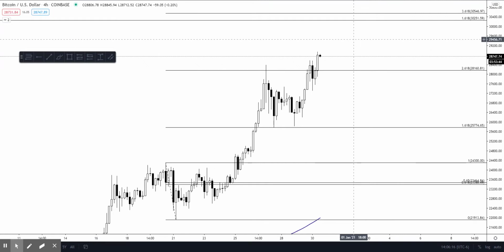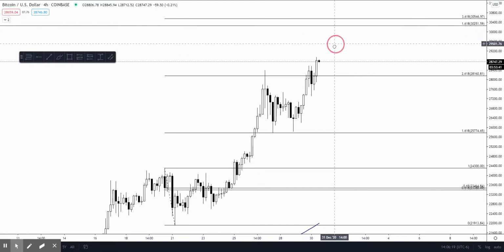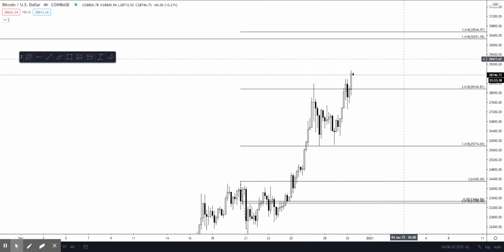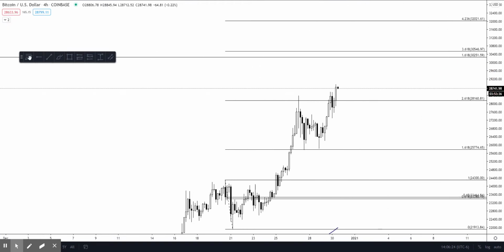So watch out for that 30.2K, 30.5K region to potentially act as strong resistance. All right, and then if we flip that level, then you go to the 4.236 of that local fib draw, which would give you 32K, almost 32K even.